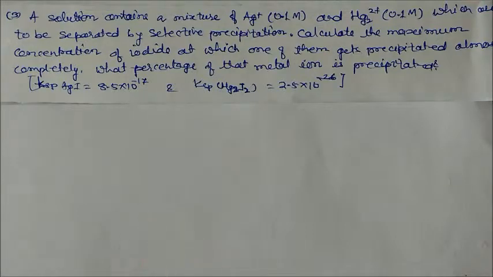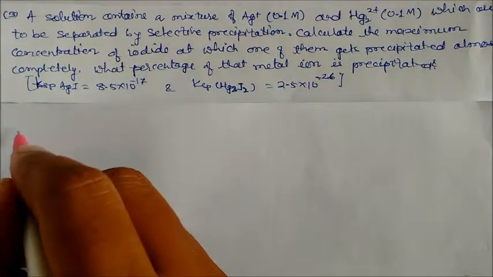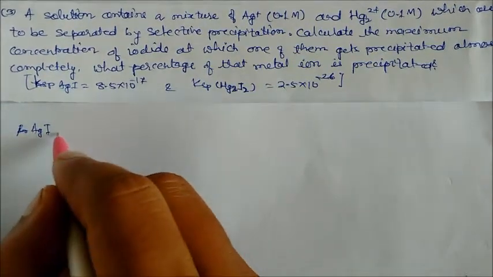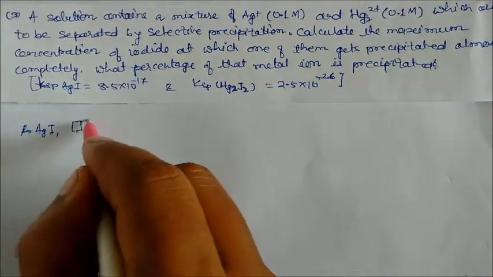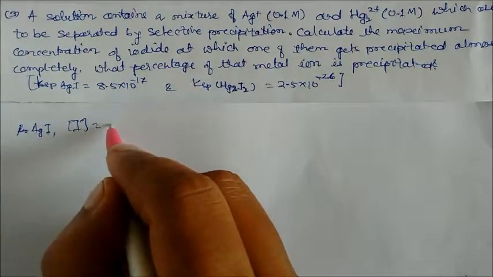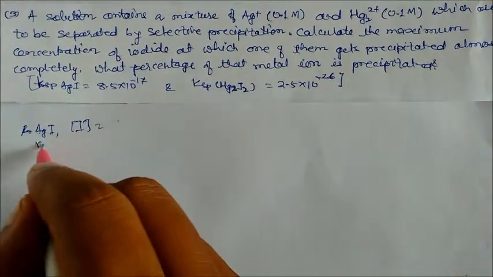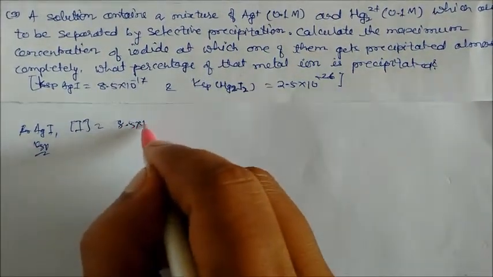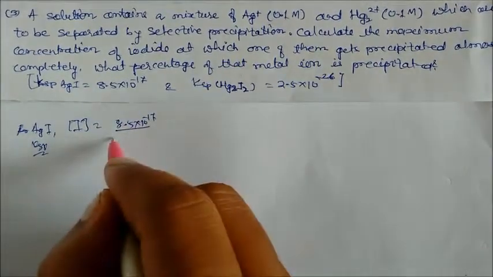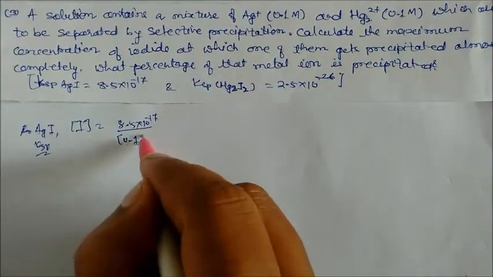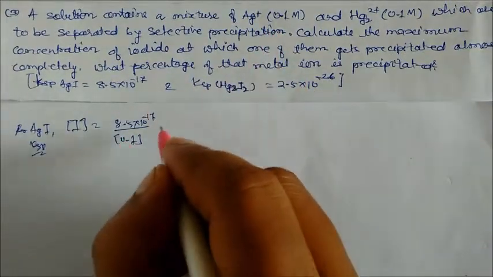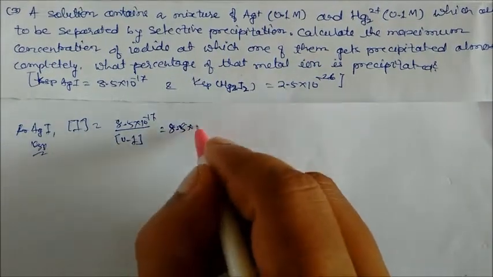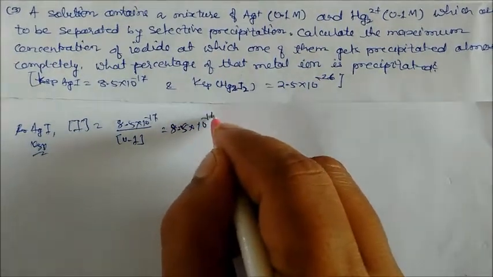So those which have the lesser value will precipitate first. So we find it out for silver iodide. What is the concentration of iodide? The concentration of iodide will be the Ksp of silver iodide, which is 8.5 × 10^-17, divided by the concentration of silver, which is given here as 0.1 molarity. On solving, we get the answer 8.5 × 10^-16 molarity.